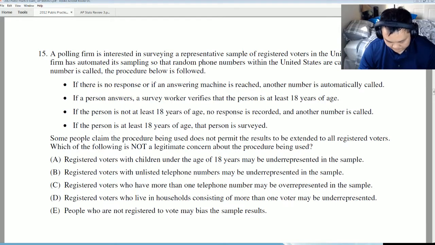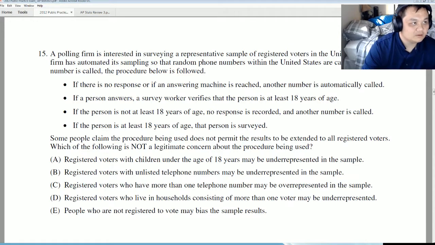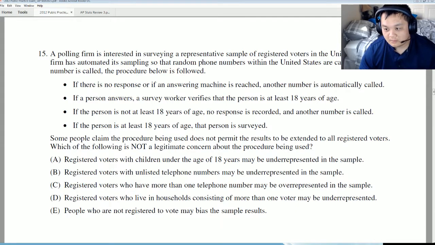Yeah, it is a concern. Is it a correct concern? Yes, it is a correct concern. Wait, it is asking which of the following is not a legitimate concern about the process used? Yeah, B. It's the one that can affect it. What do you mean by can be affected?